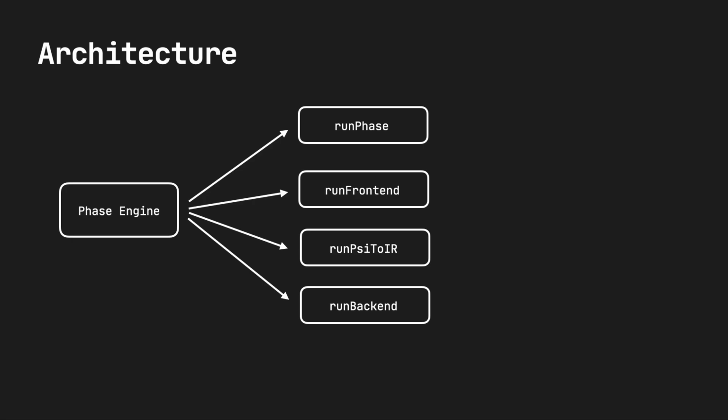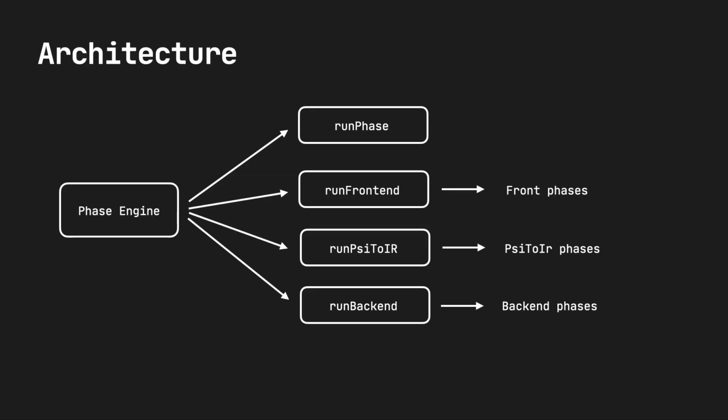A phase engine is comprised of an API which has a method called run phase, which takes in a phase and produces some result. And it has methods to execute logic for the front end, for converting PSI to IR, and also for running the back end piece of the Kotlin native compiler. These different pieces are executed when you're producing either a binary or a C library or an Objective-C artifact. So the run phase has front end phases, phases for converting PSI to IR, back end phases, and also phases to do optimizations.